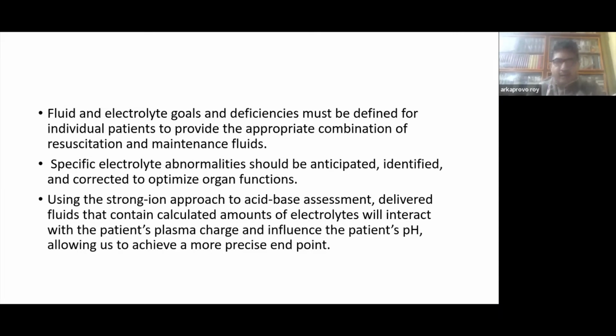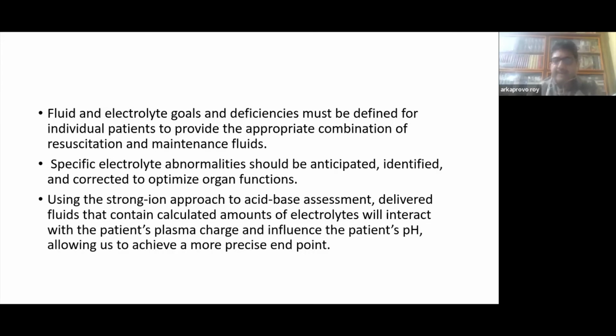Fluid and electrolyte goals and deficiencies must be defined for individual patients to provide the appropriate combination of resuscitation and maintenance fluids. Specific electrolyte abnormalities should be anticipated, identified, and corrected to optimize organ function. Last sentence: using the strong ion approach to acid-base assessment, delivered fluids that contain calculated amounts of electrolytes will interact with the patient's plasma charge and influence the patient's pH, allowing us to achieve a more precise endpoint.